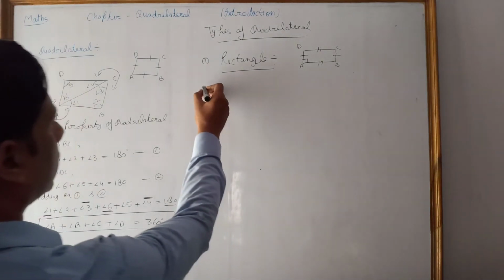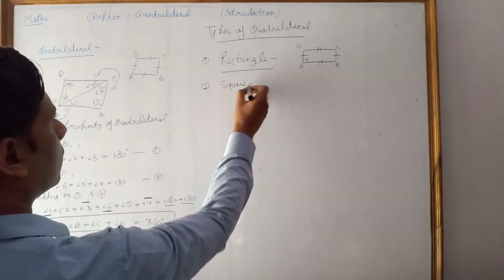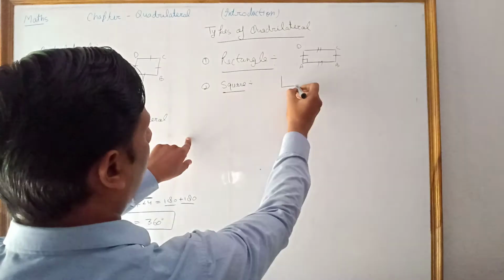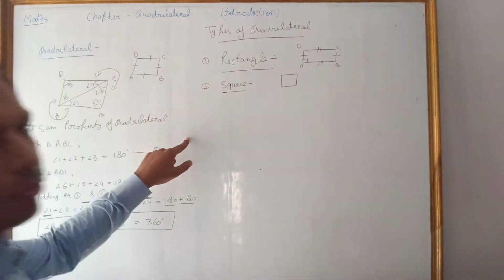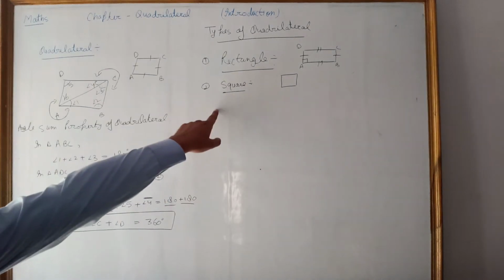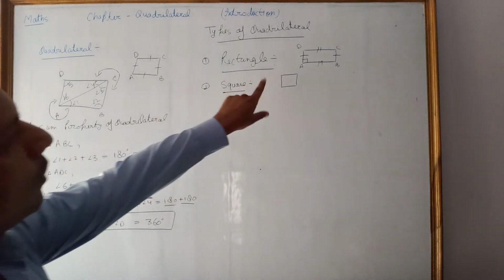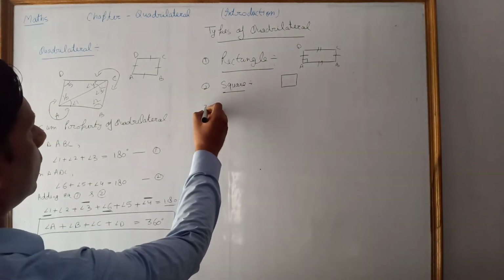Second is the square. You all know, if all four sides of a quadrilateral are equal to each other and each angle is 90 degrees, then it is called a square. It is also a quadrilateral with a special name, square.